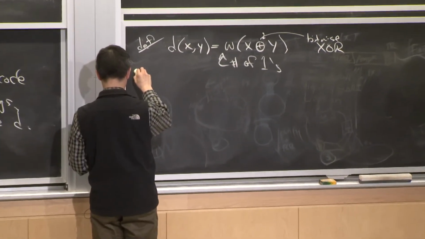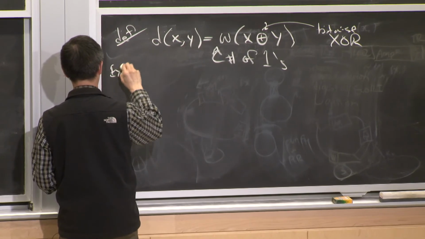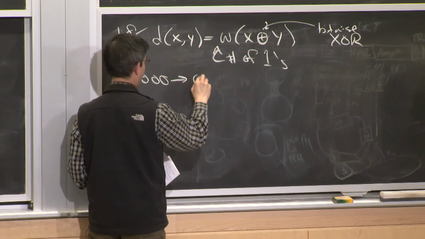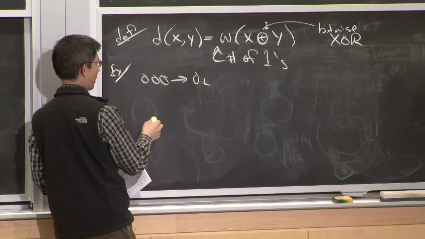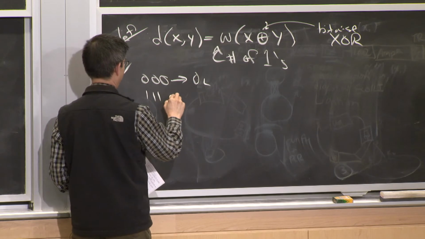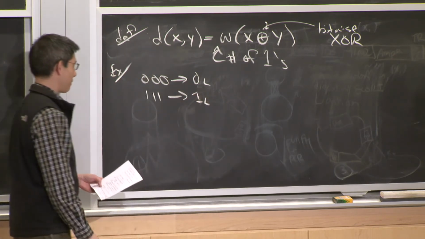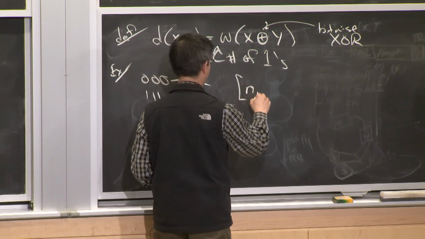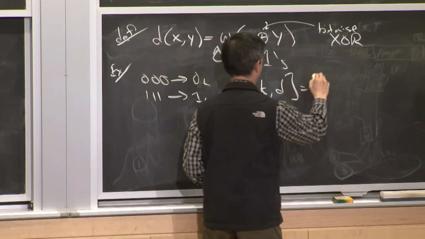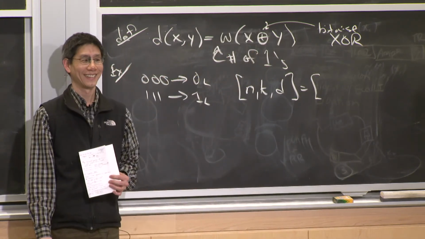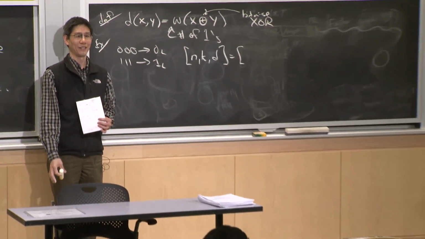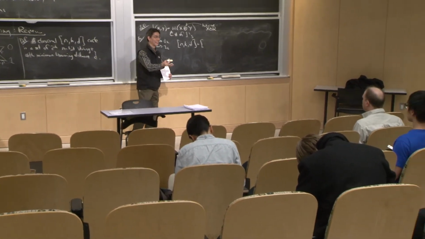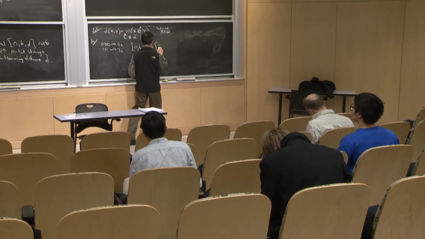So let's give an example. Suppose I encode with 3 zeros as being a representation of the logical 0, and 3 ones as being the representation of a logical 1. What are n, k, and d? Anyone? N is equal to, this is an easy one. 3, okay. What's k?